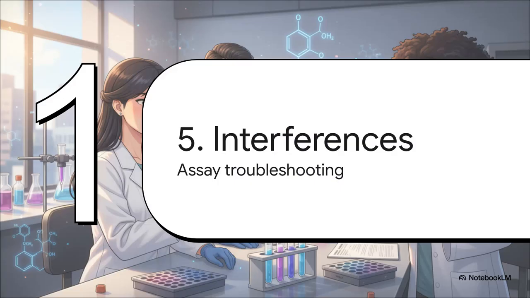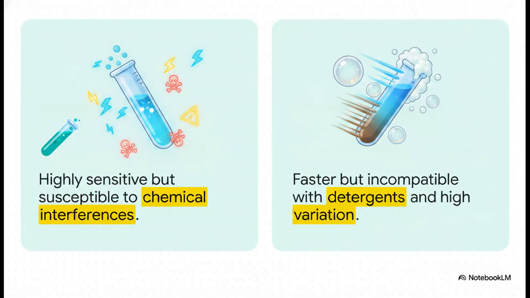Moving into Section 5, Avoiding Common Interferences: Troubleshooting and Alternative Assays. Look, choosing an assay is always a bit of a balancing act. The Lowry method is amazingly sensitive, yes, but it is notoriously susceptible to chemical interference from a lot of common laboratory buffers. If we compare it to another famous option, like the Bradford method, the trade-offs become really clear.